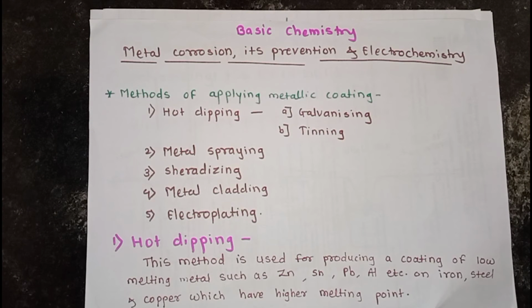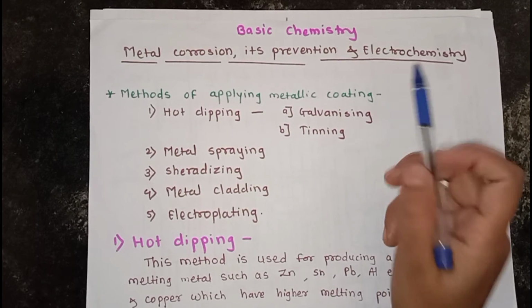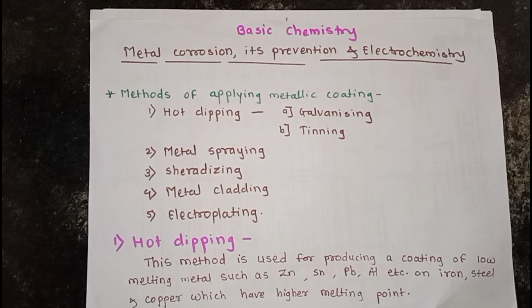Welcome back, students, to the basic chemistry course. In the previous session we started our second unit, that is metal corrosion, its prevention and electrochemistry. In this session we discuss the protection of metal from corrosion.